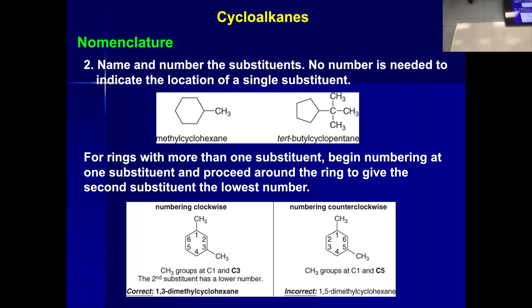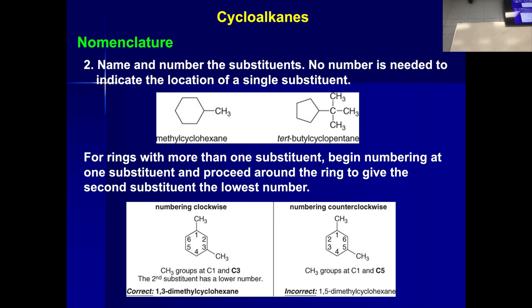Okay? So now we got to figure out numbers. And we want to do this in a way that gives us the lowest possible number for all of our substituents, right? So that's going to tell us where we need to start. We could start at the top and go clockwise, which would be 1, 2, 3, 4, 5, 6. And that would give me 1,1,4-trimethyl, 3-ethyl. That's one way to number it. We could also number it counterclockwise, which would give me 1, 1, 4, 5. That doesn't seem like that's going to work, right?